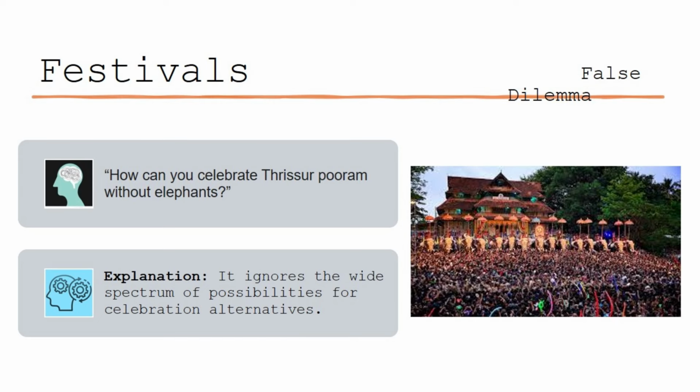We'll pull up a case file, we'll examine a statement, and try to identify what fallacy this might be. You can do this in your mind with me. All you need is a little bit of focus, and this will be fast. So the first case file is on festivals. The statement is, how can you celebrate Trishul Puram without elephants? Now this gives a false dilemma. It's like either you cancel the whole festival, or you let us have elephants in celebrating this. So it is ignoring the wide spectrum of possibilities for the celebration.